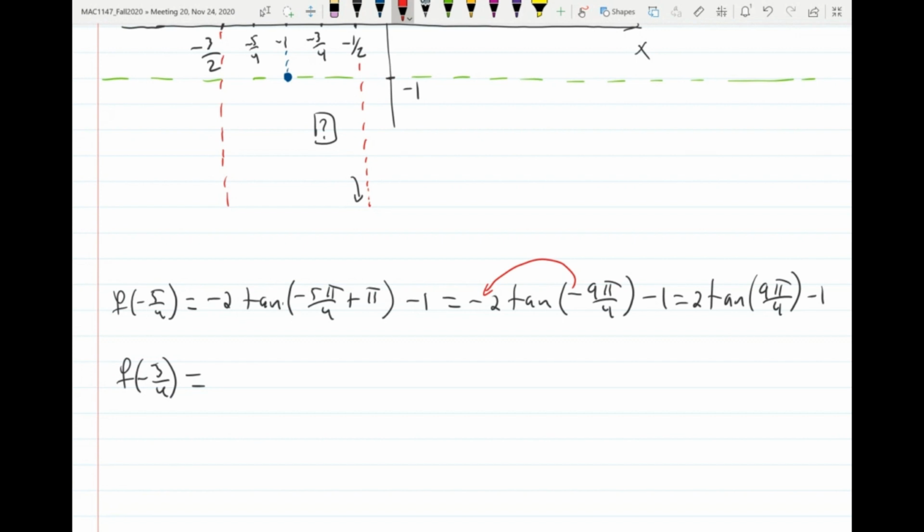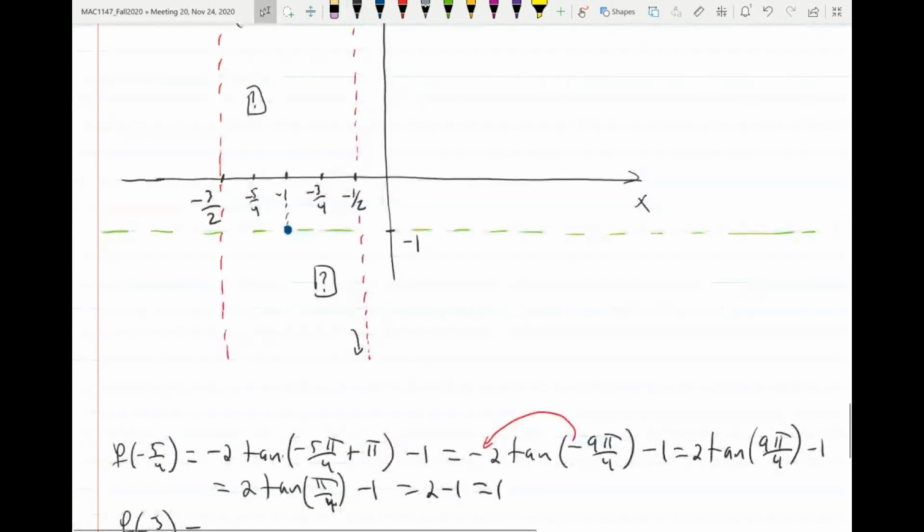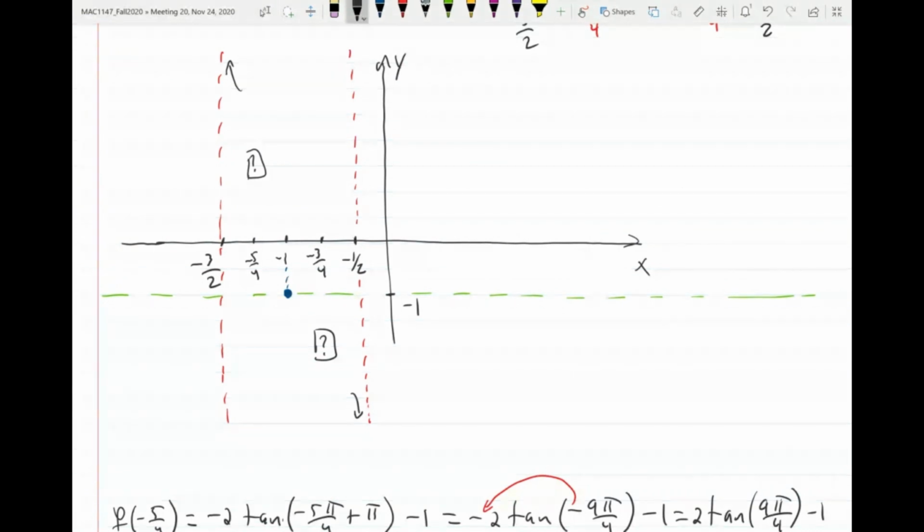Now, what's tangent of 9π/4? This is coterminal with pi/4 because this would be 8π/4 plus pi/4, and 8π/4 is 2 pi. So that's the same thing as 2 times tangent of pi/4 minus 1. Tangent of pi/4 is equal to 1. So that's 2 minus 1 equals 1. So this is happening up here at 1.